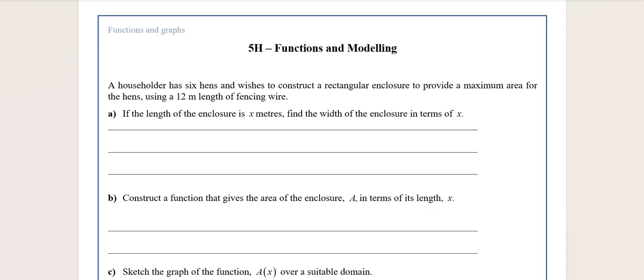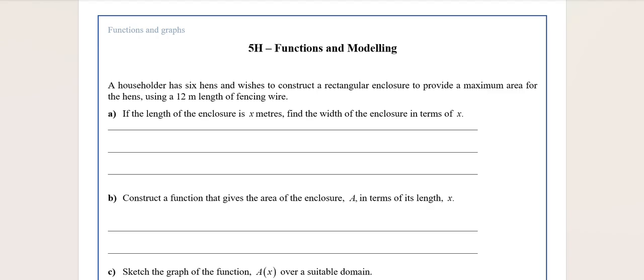So first question, first example says that we've got a householder who has six hens. I don't think the six hens actually matters for the question, but whatever. Wishes to construct a rectangular enclosure to provide a maximum area for the hens using a 12-meter length of fencing wire. Looks very similar to questions that we've seen in the past. For question A, it's asking if the length of the enclosure is x meters, find the width of the enclosure in terms of x.